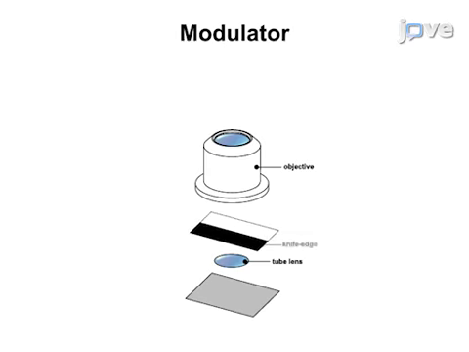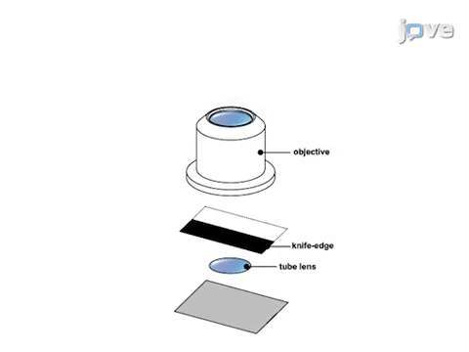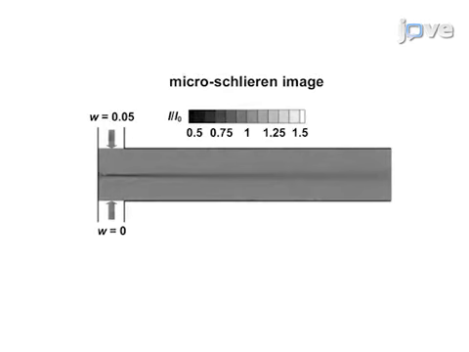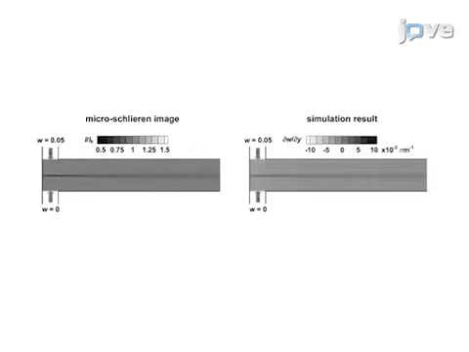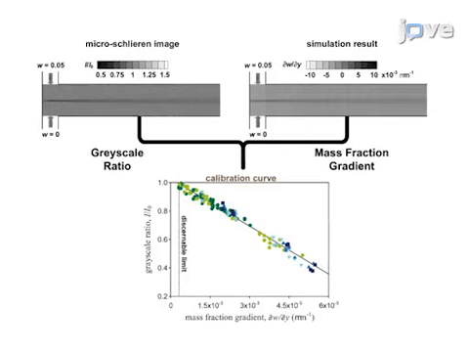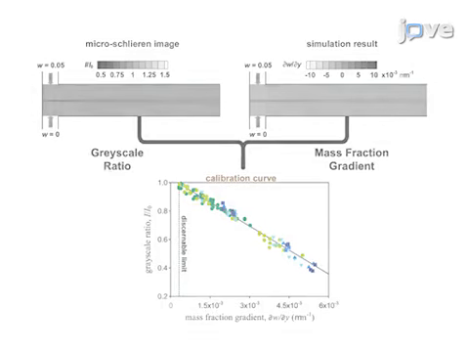a knife edge. The second step is to mount a T microchannel and start a calibration mixing procedure. Image the T channel in order to obtain grayscale micro-schlieren images. Next, compare the micro-schlieren images with a computational fluid dynamics simulation to find the relationship between grayscale and concentration gradients.